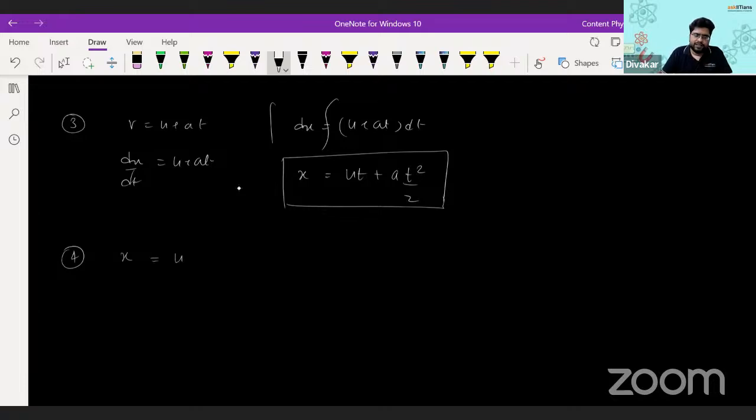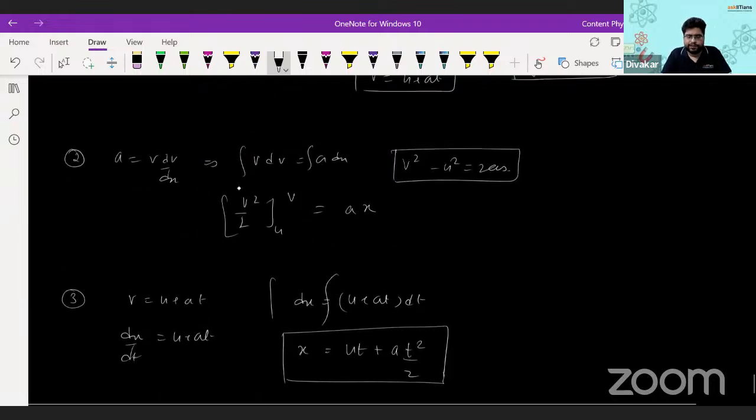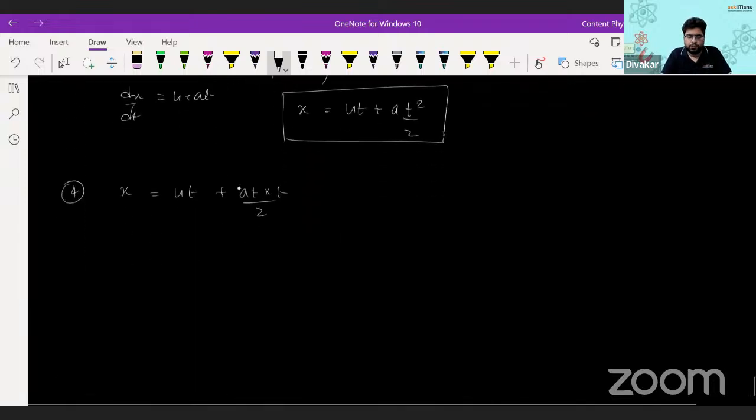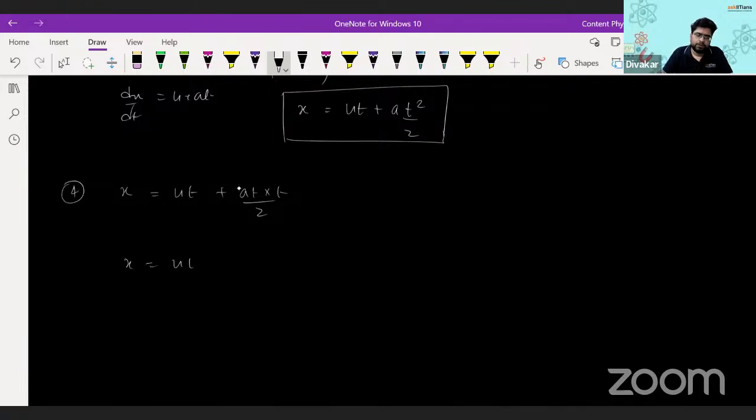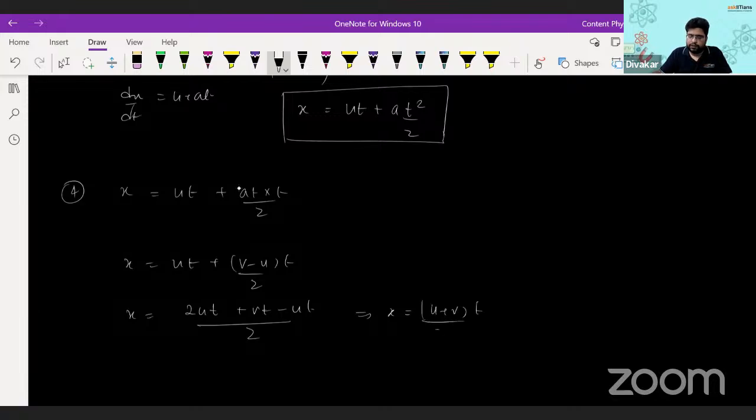So you can write this as ut plus, now you have at square, so you can write this as at into t divided by 2. Now what is at? At is actually v minus u from the first equation. So if I substitute that, I'll get x is equal to ut plus v minus u into t divided by 2. Now if you take LCM, you'll get x as 2ut plus vt minus ut divided by 2. Now 2ut minus ut will become ut. So displacement can also be written as u plus v into t divided by 2.